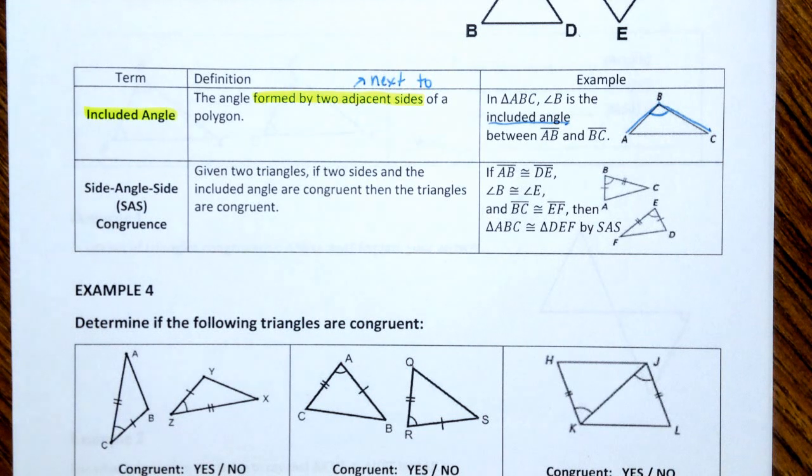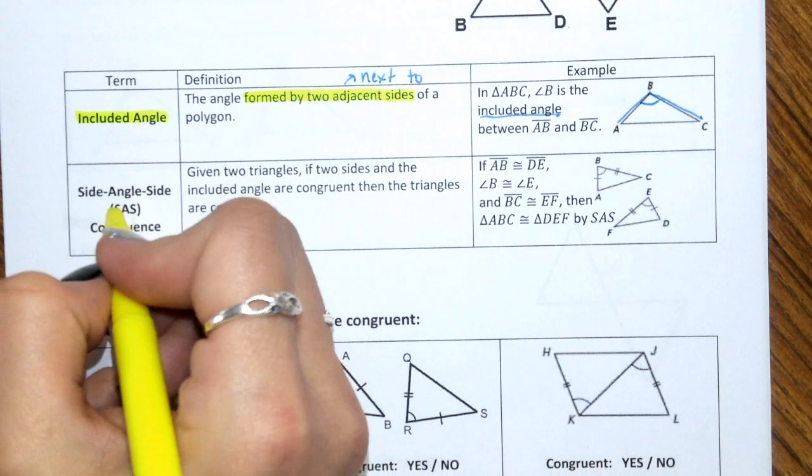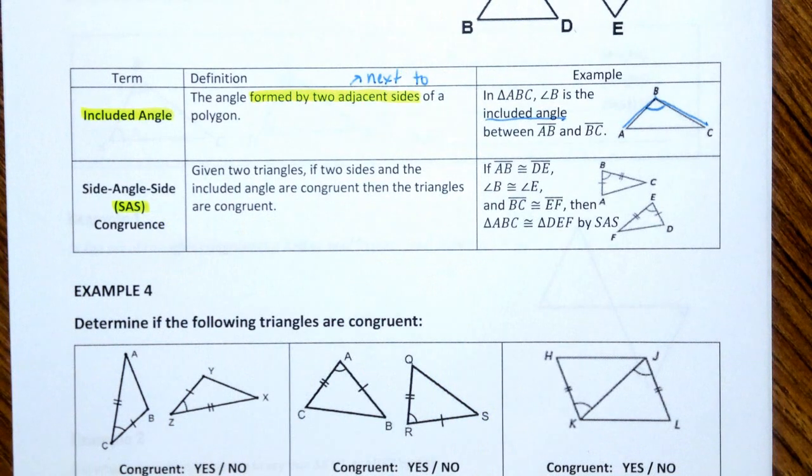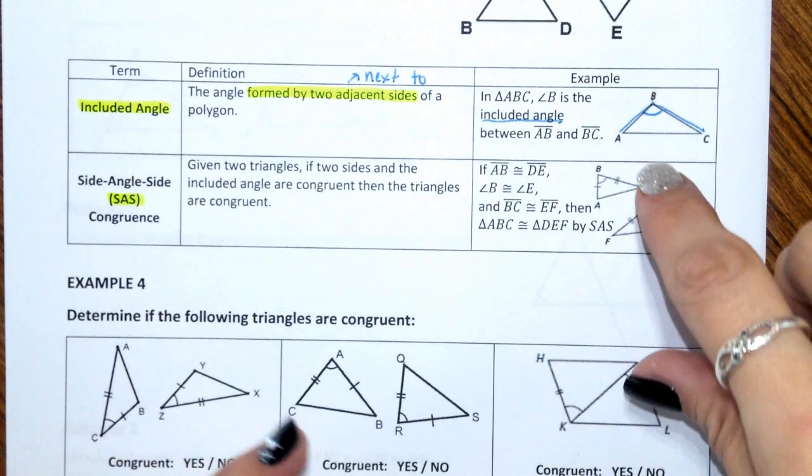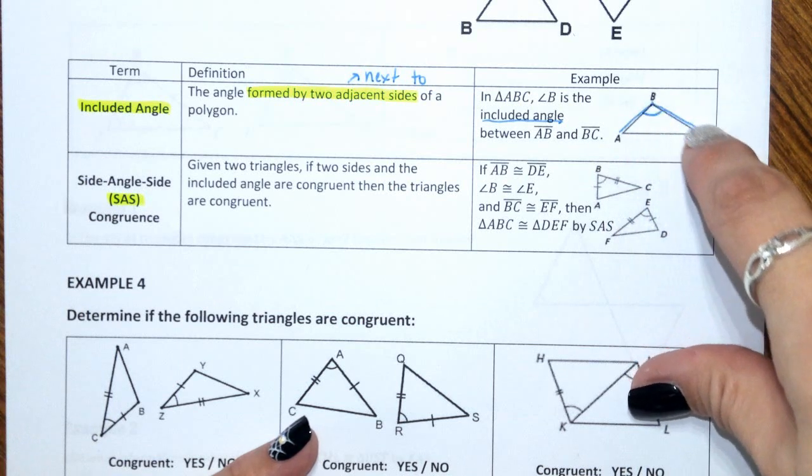So that's what we come up with our next one, SAS. I want you to notice how the A is between the 2 S's. It says side, angle, side. So it's going to go side to angle to side.